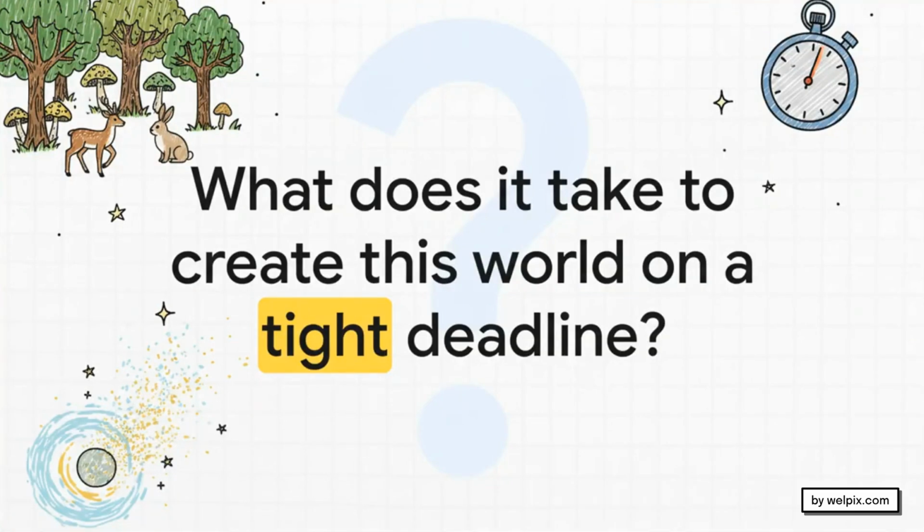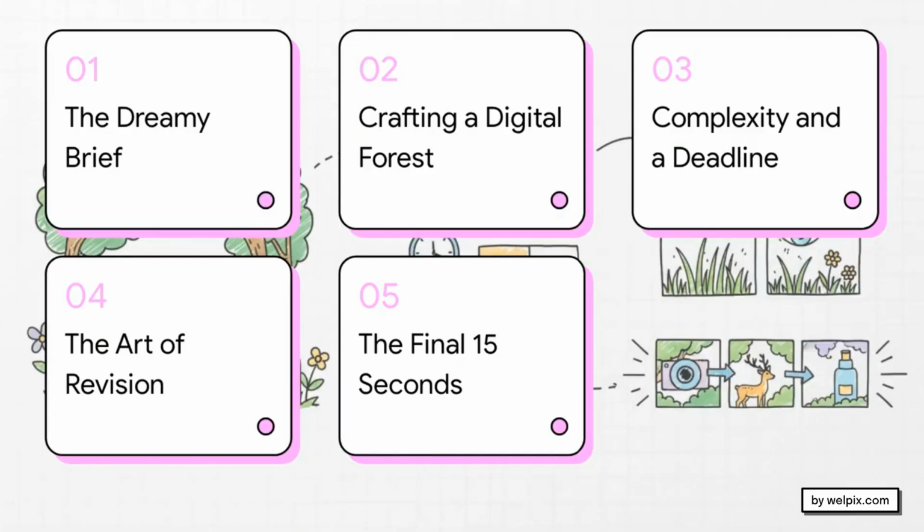When you're trying to create something this complex, this beautiful, and the clock is ticking, how do you even start? What kind of challenges pop up? Well, that's exactly what we're going to break down today. So we're going to follow the whole creative journey here through 5 key stages. We'll kick things off with the initial idea, the dreamy brief. Then we'll see how they actually built the world in crafting a digital forest. After that, we hit the big hurdle in complexity and a deadline, see how they worked through it in the art of revision, and finally, we'll get to see the amazing result in the final 15 seconds.